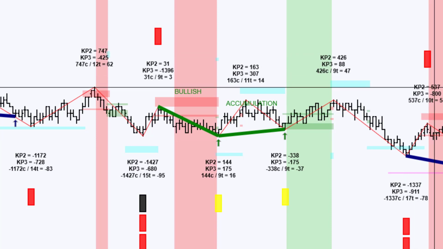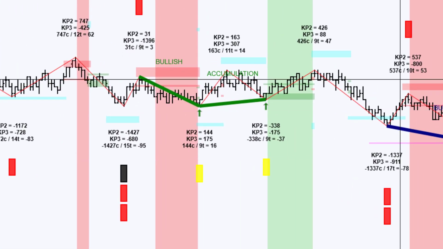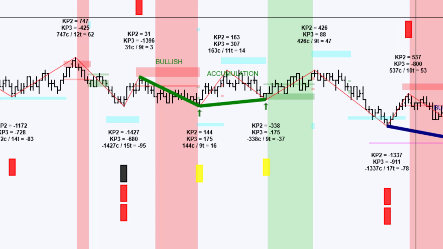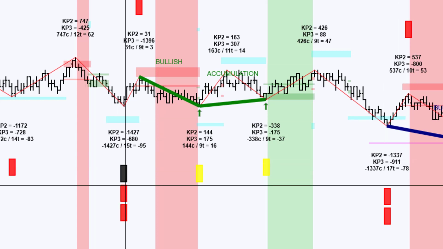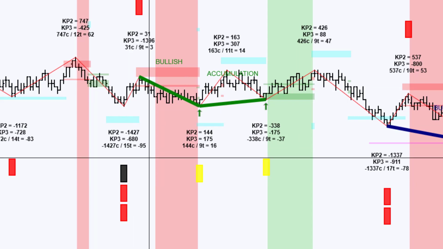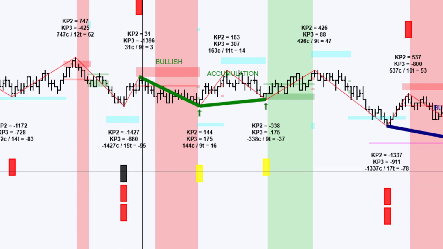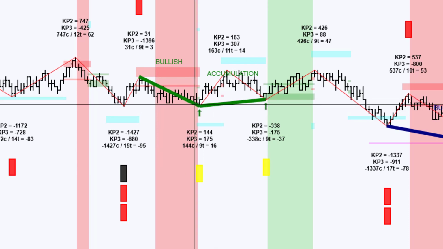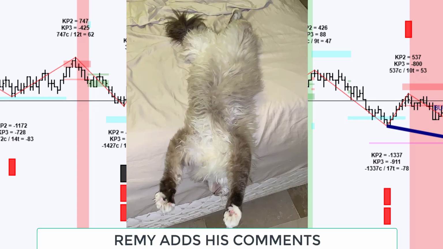The other 2 types of bars, of course, you could have at this point here is you could have a yellow for divergence, and you could have a black for a high KP2 ratio. In this case, we do have the high KP2 ratio, and we see that on these 2 trades right here, both of them had a divergence being shown.